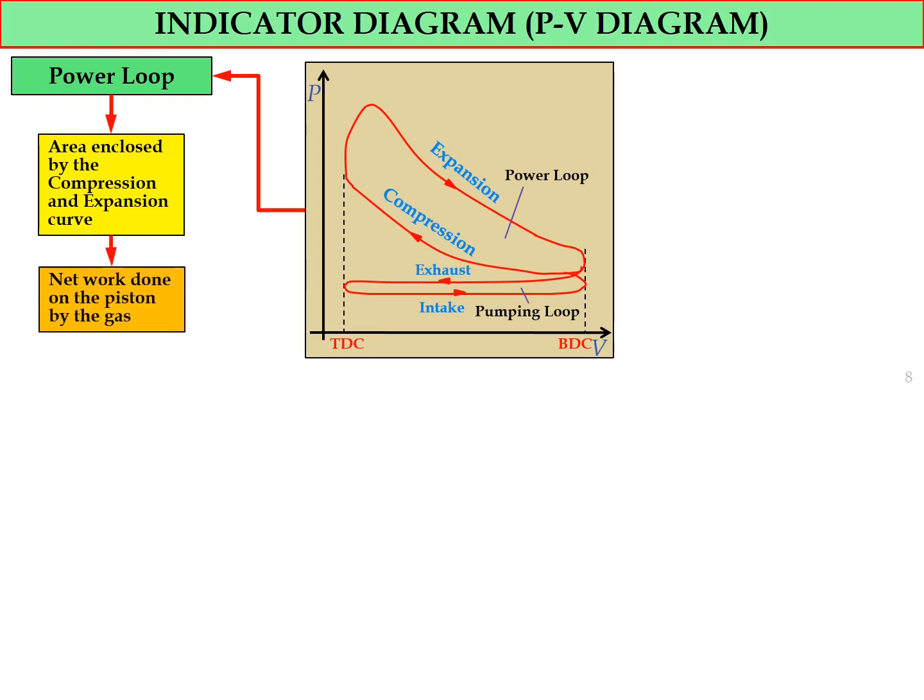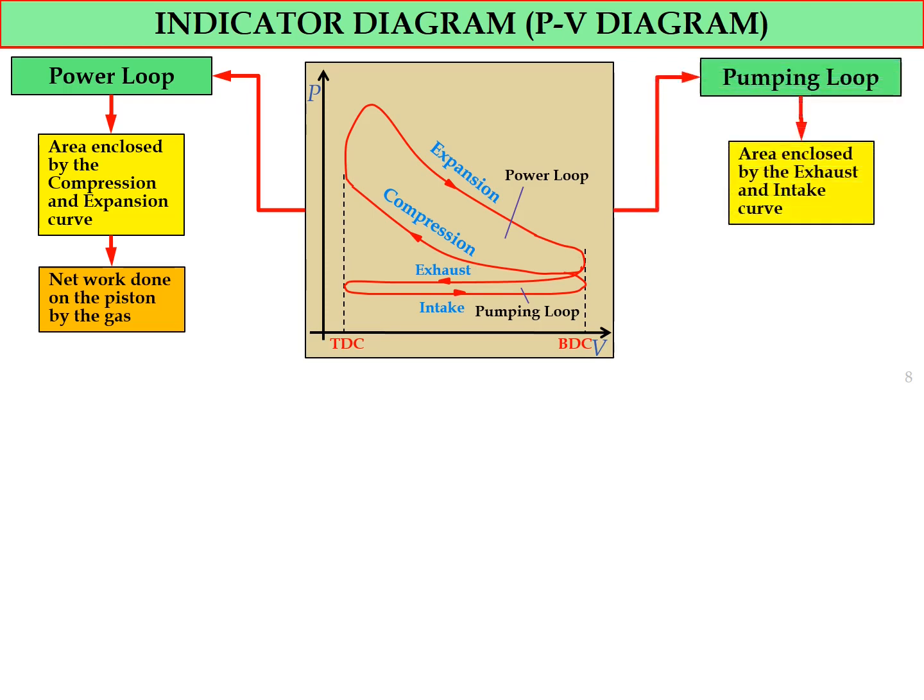And the area enclosed by the compression and expansion curve represents the net work done on the piston by the gas. However, for the pumping loop, the definition is the area enclosed by the exhaust and the intake curve, and the value represents the net work done by the piston on the gas.